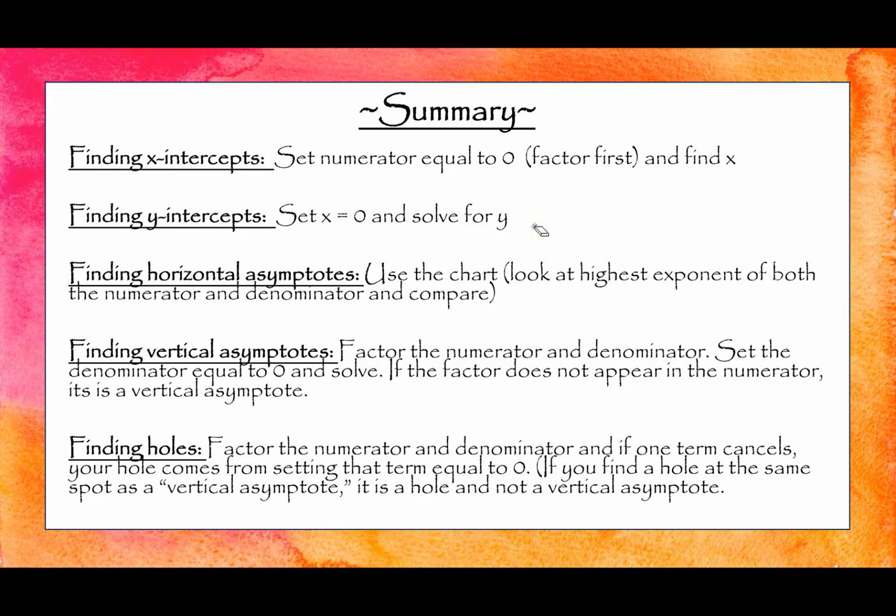The vertical asymptote, we just talked about that today. You factor your numerator and your denominator, and you look for when the denominator is 0, but if it cancels out, then it's not considered a vertical asymptote. In fact, it's considered a hole if you have a factor that cancels out in both the numerator and the denominator.